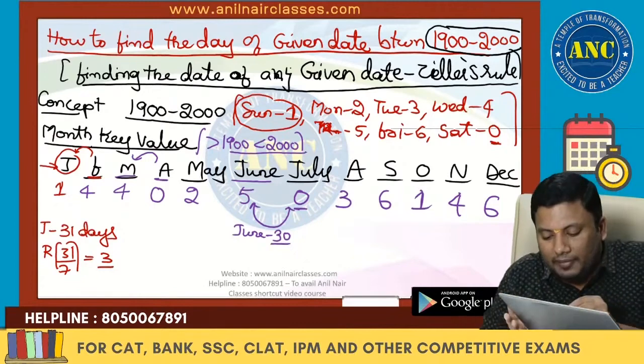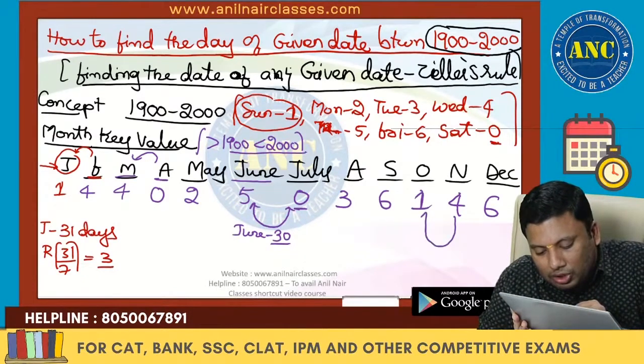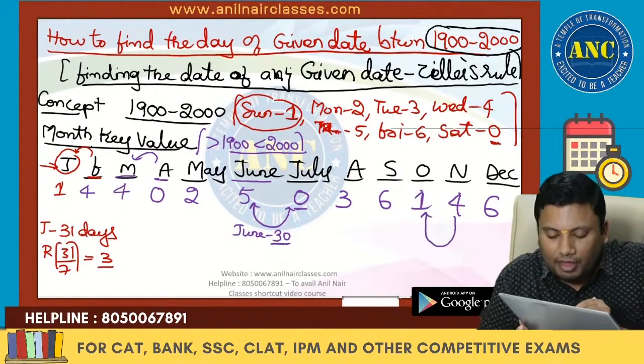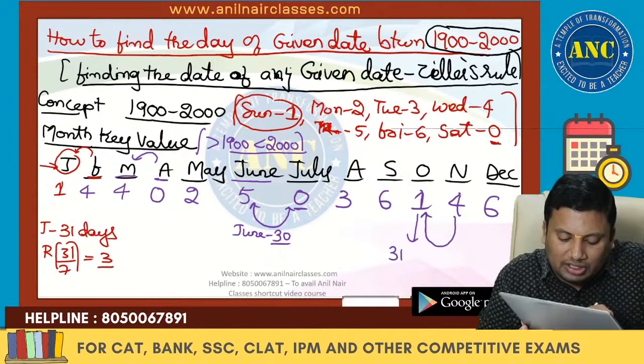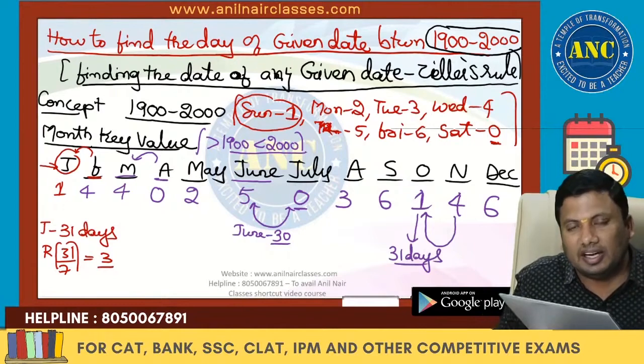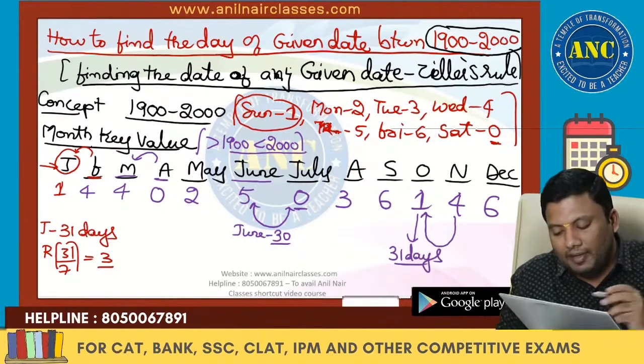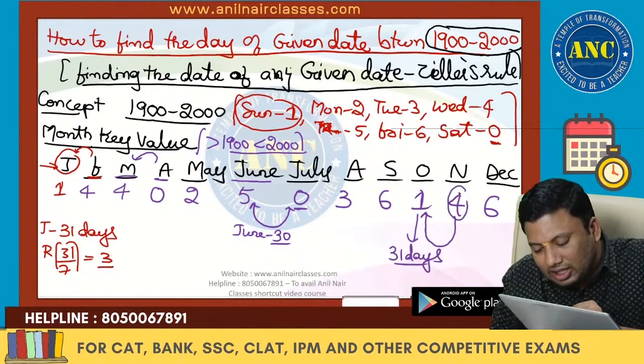You want the month key of a current month? Go to the previous month. Previous month, October, contains 31 days. In this example, 7 4s are 28. What is the remainder? 3. What is 1 plus 3? It is nothing but 4.